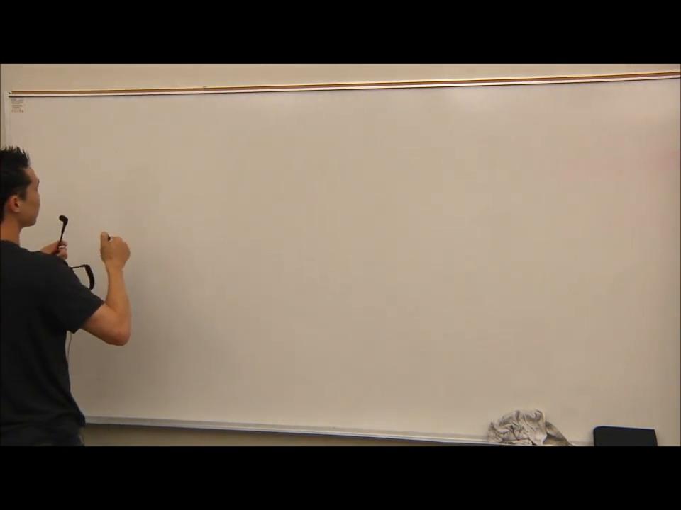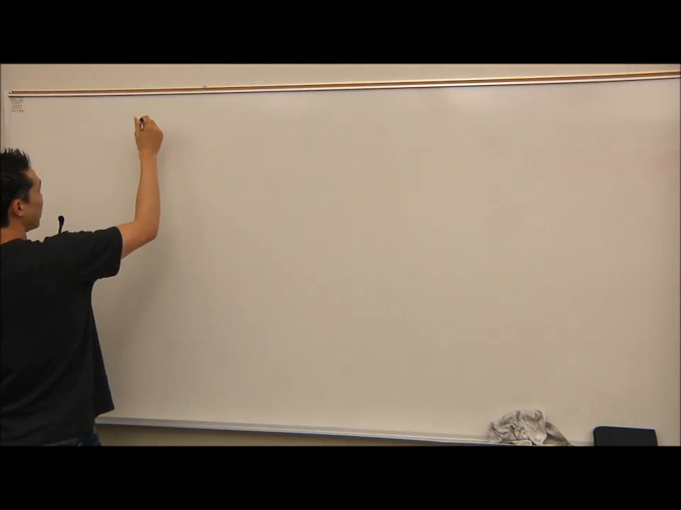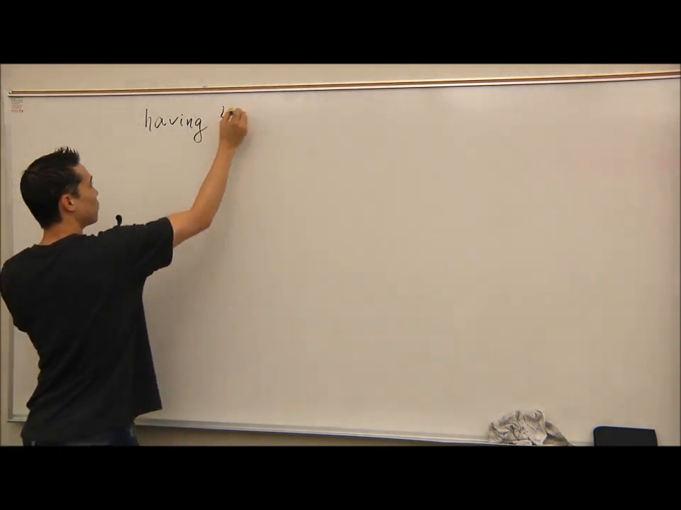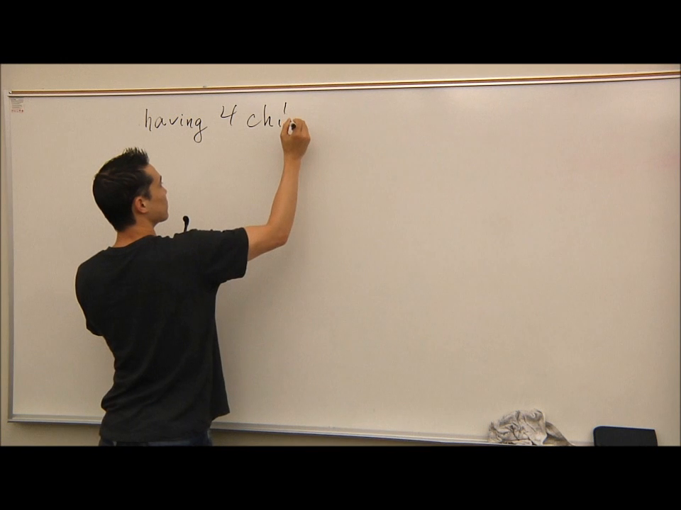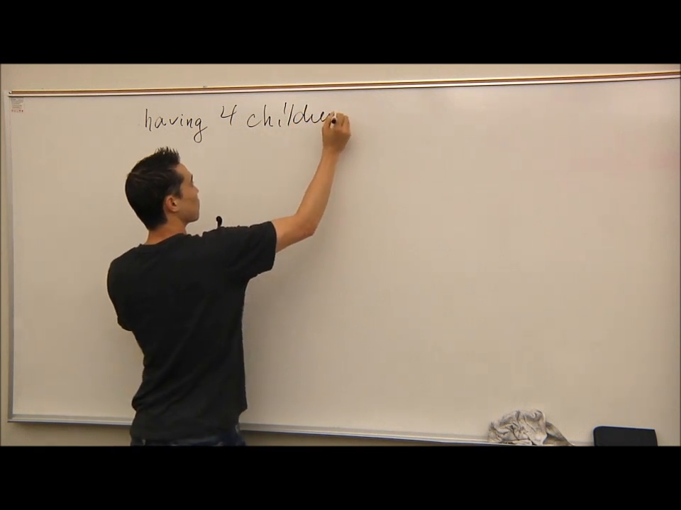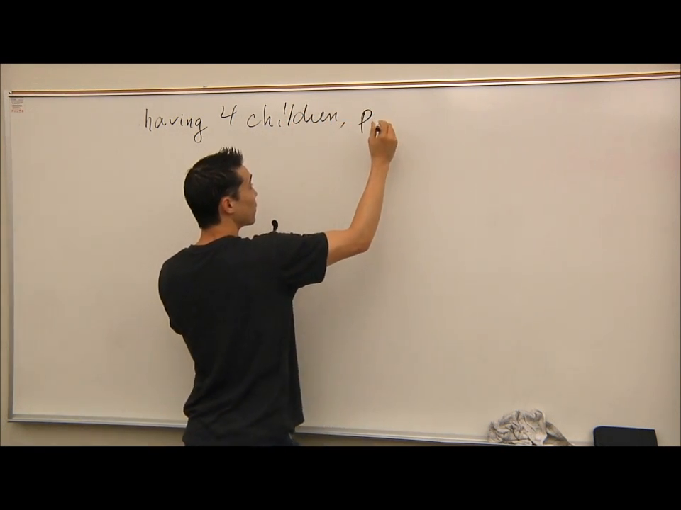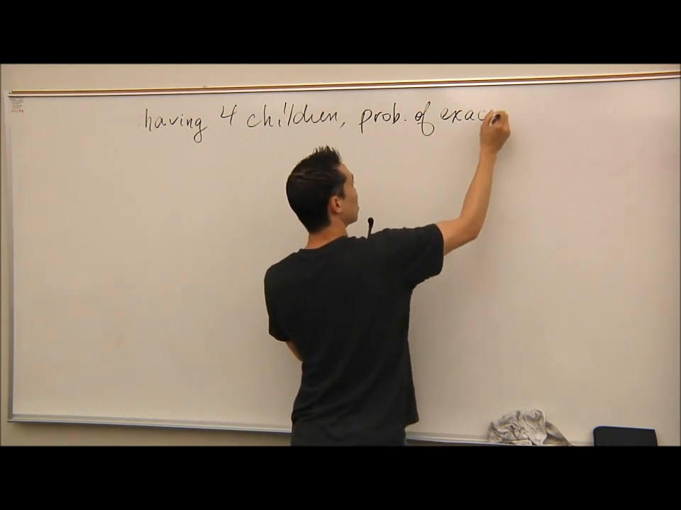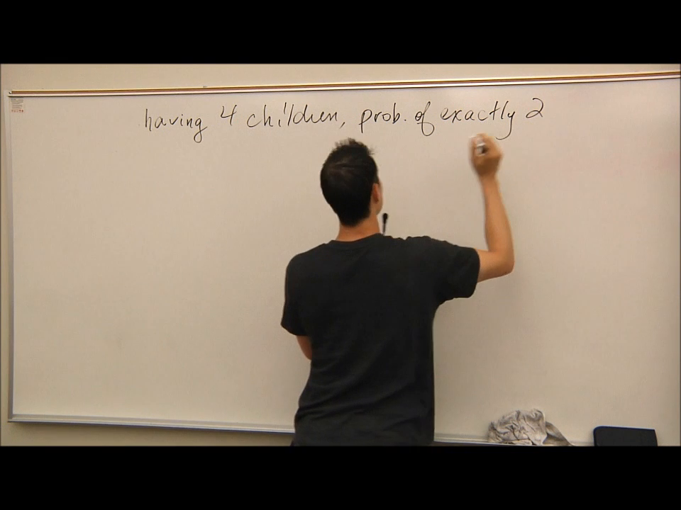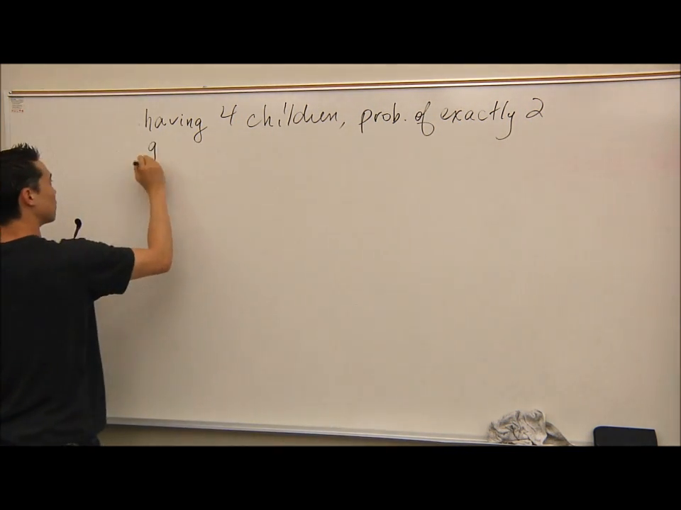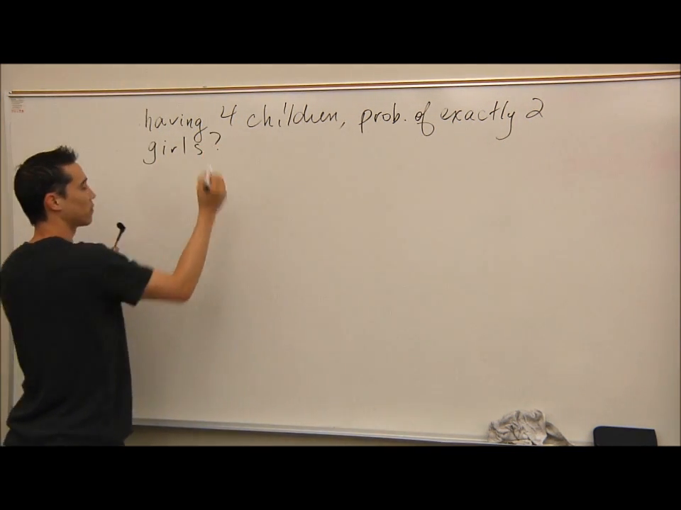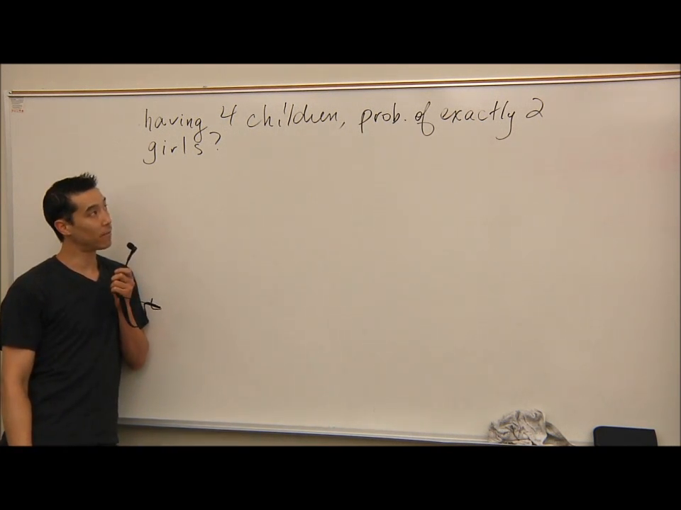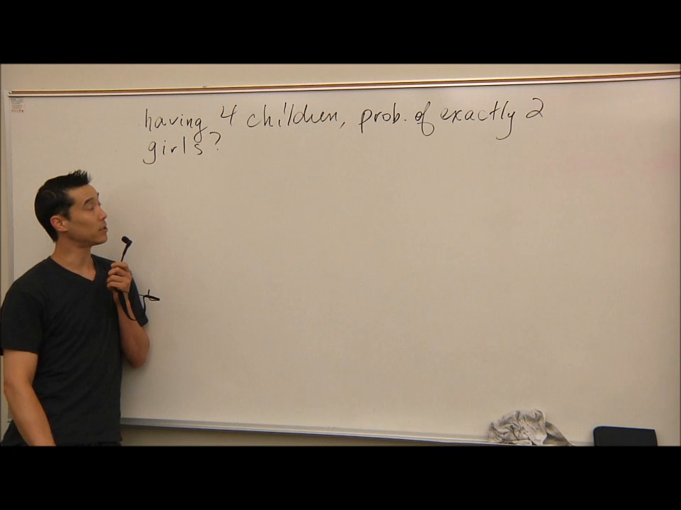Let's say we're having 4 children, and we want the probability of exactly 2 girls. Okay? So in this situation, we're going to have 4 children. What's the probability of having exactly 2 girls?